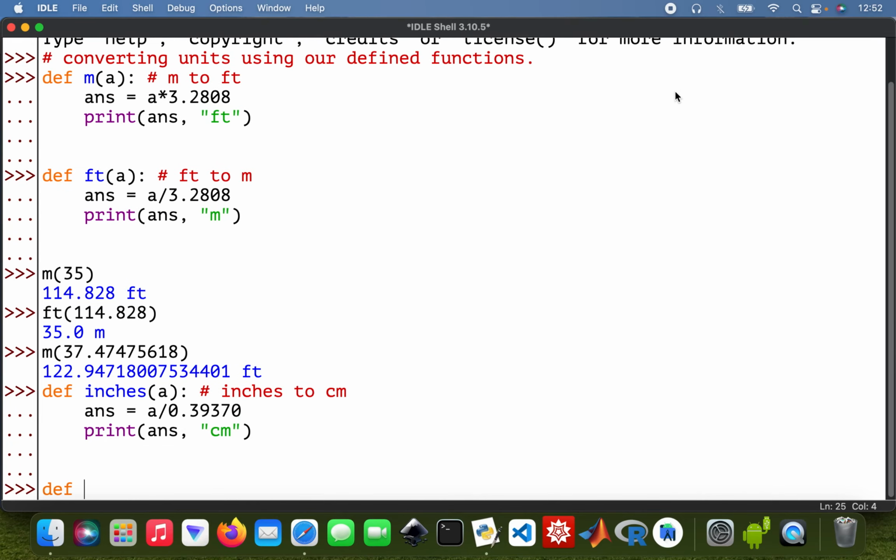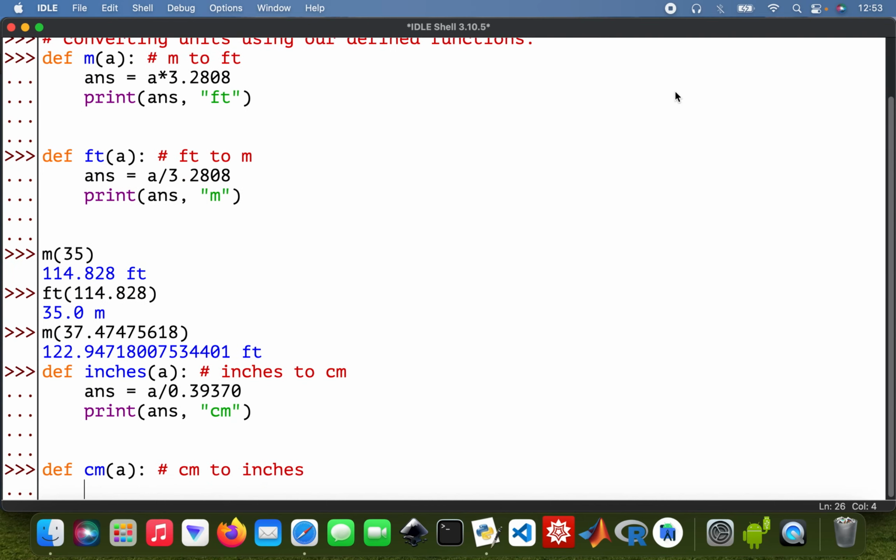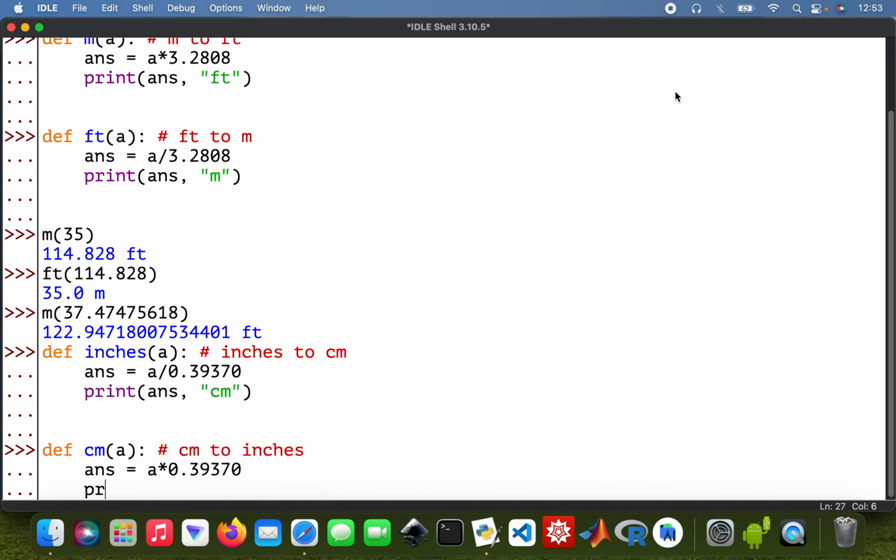Do the opposite again, so define my centimeters a. That's going to be centimeters to inches. And my answer is equal to a times 0.39370. Then print.